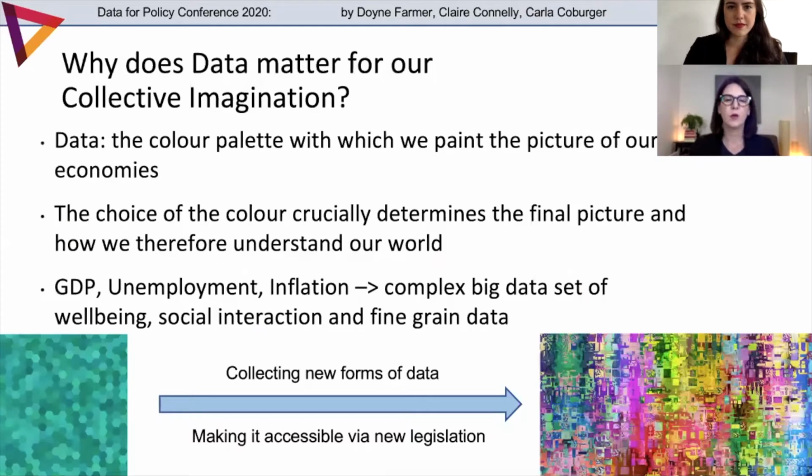Data is, without overstating, the colour palette which we chose in order to paint a picture of our economies. The choice of the colour crucially determines the final picture and how we therefore understand our world. The main colour we are using at the moment is GDP, or Gross Domestic Product, which states the monetary sum of all finished goods and services by one economy.